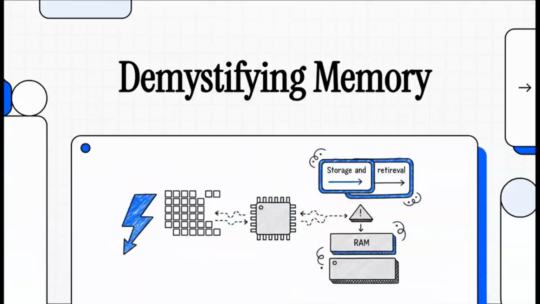Welcome to The Explainer. Every time you click something or type or even just see a pixel on your screen, it's all thanks to this lightning-fast, totally invisible system of storage and retrieval. Today, we're going to pull back the curtain and really dive into what's happening inside your computer's memory.